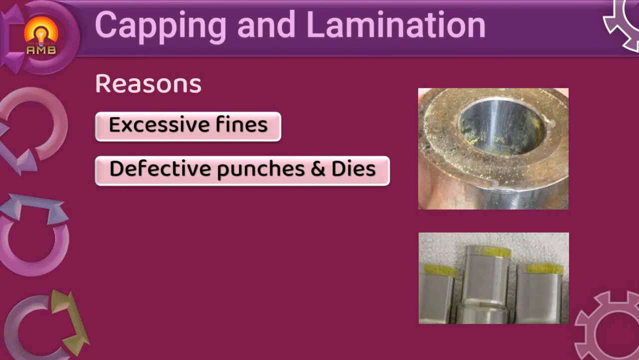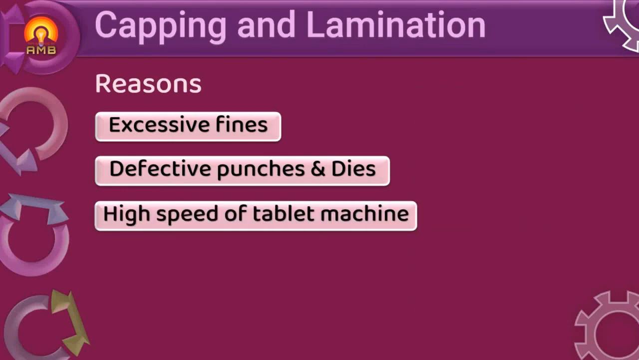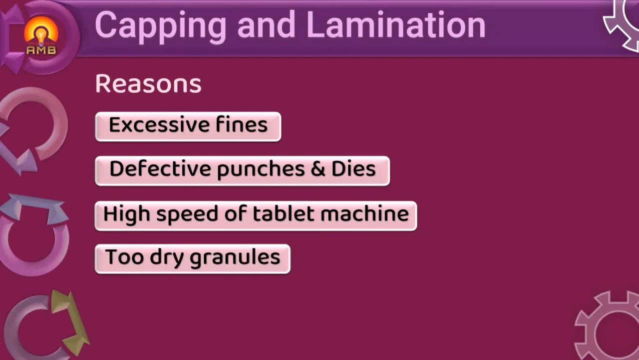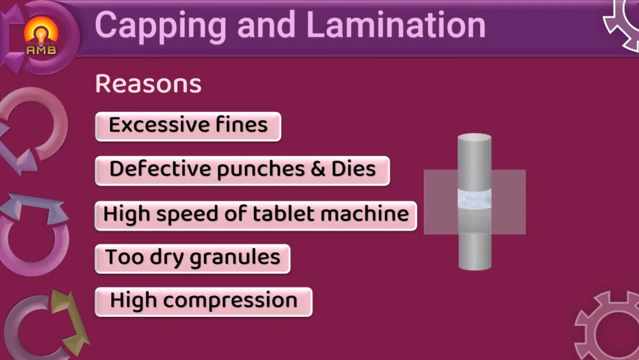High speed of the tablet machine may also lead to capping and lamination. Capping and lamination also take place if the granules are too dry. An unusually high degree of compression may also lead to capping or lamination.